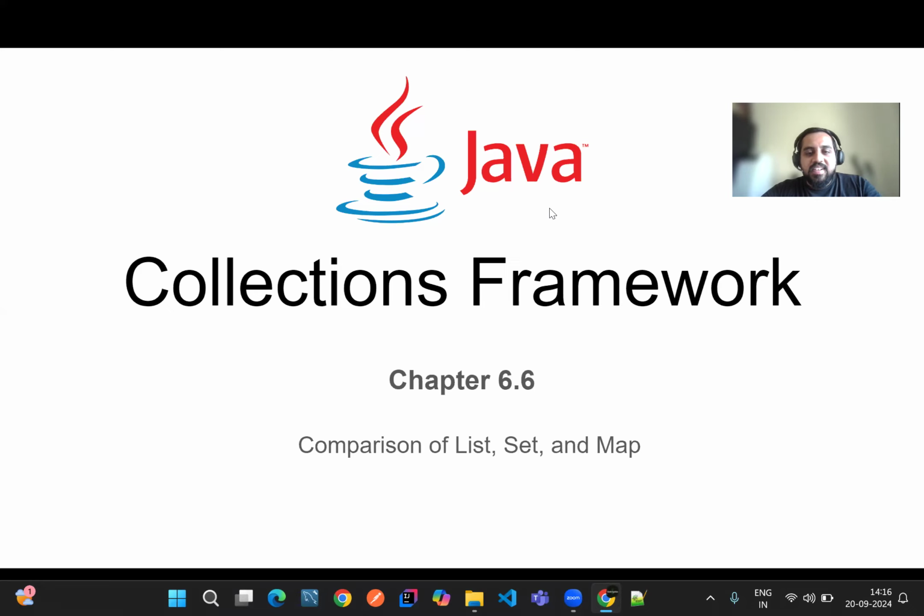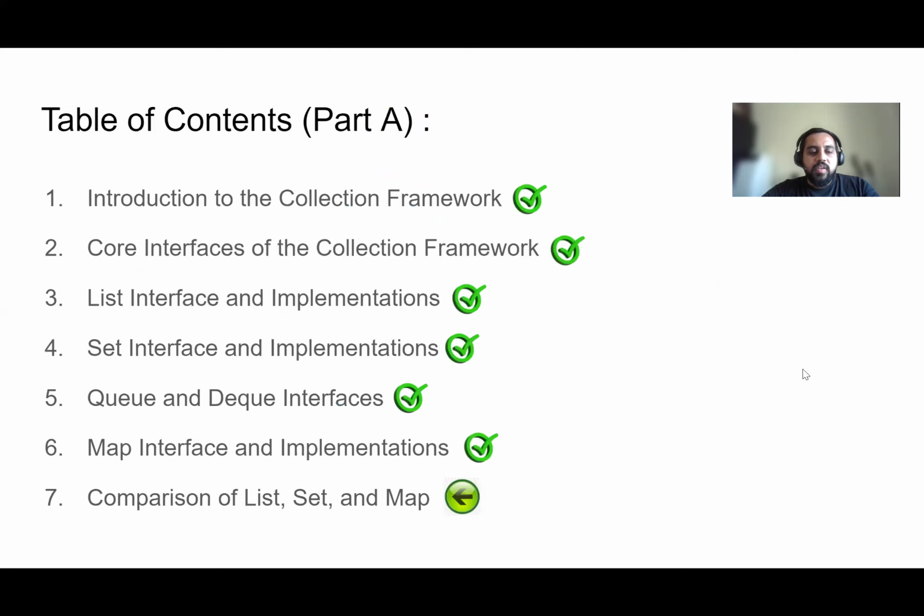Today we'll see Collection Framework Chapter 6.6, that is comparison between list, set and map. In our previous video we talked about the collection framework and its core interfaces: what is list, what is set, what are Q and DQ, and what are map interfaces. If you have not watched those videos, you can watch them on my channel. In today's video, we'll see an overview of the differences between list, set and map. So let's get started.